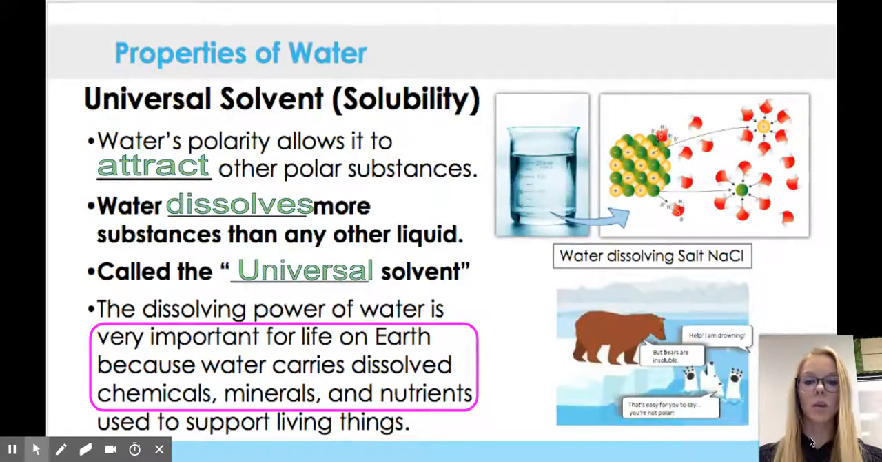Water's polarity also allows it to attract other polar substances. Because of this, water can dissolve more substances than any other liquid, which is why it is known as the universal solvent. The dissolving power of water is very important for life on Earth because water carries dissolved chemicals, minerals, and nutrients that are used to support living things. You just learned that 92% of your blood is made of water. Your blood not only carries your red blood cells, it also carries important ions that are needed throughout your entire body. This is why it is very important to have a high water concentration in the bloodstream.